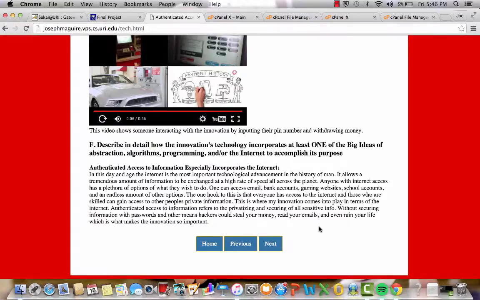As I've said earlier, the internet is a broad place where you can do many things, including pay bank statements or access email. Because of all this, it is very important that you privatize your account so no one else can check it. Authenticated access to information is so important to the internet and incorporates it so largely because everything on the internet needs to be secured at all times if you do not wish to have your identity stolen and even your life ruined.